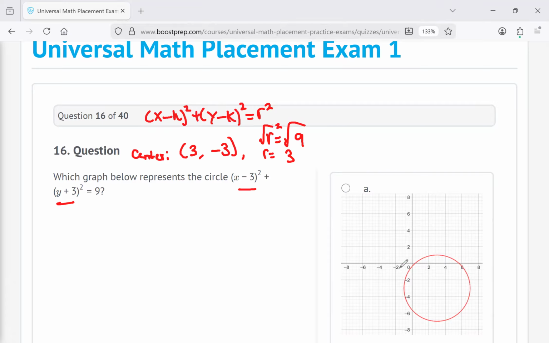So is it the first one? Does it have a center of 3, negative 3? Yes. I know it's hard to see, but 3 comma negative 3 is right here. Now, we have to make sure we go 3 units to the right, 3 units to the left, 3 units up, and 3 units down. 1, 2, 3. 1, 2, 3. I'm just eyeballing it. 1, 2, 3. 1, 2, 3. It might be A.